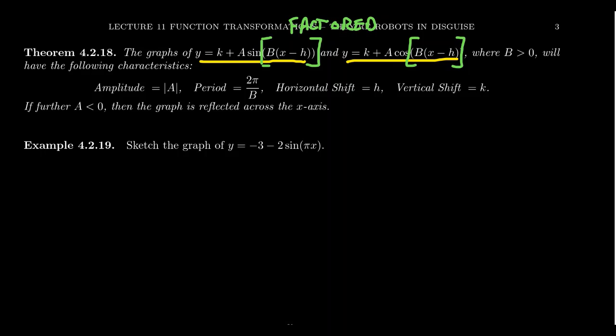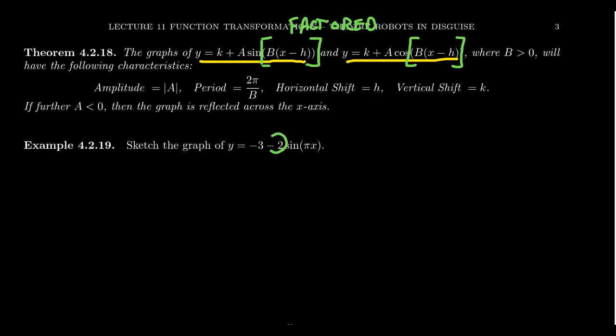Let's do a few examples of that right now. So consider the function y equals negative 3 minus 2 sine of pi x. You have to first check the horizontal zone. If there's no horizontal shifting going on, nothing being added or subtracted from the x, we shout for joy because that makes things a lot easier. You don't have to worry about factoring anything. The only thing we check for is whether the coefficient of x is positive. It is, so we move on. We're now in our standard form. So let's start looking at things.